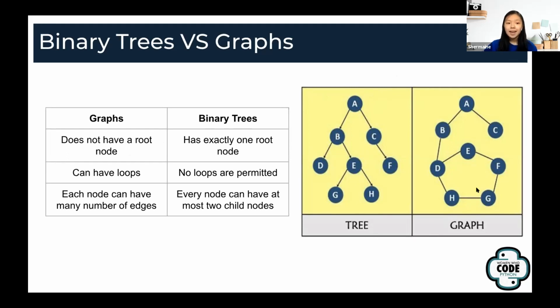In a graph, you can have loops, but in binary trees, no loops are permitted. So in the diagram on the right-hand side, your graph, you can see that there's a loop going D, E, F, G, H, and it goes back to D. Whereas in a binary tree, such loops will not happen. And the last difference is that in a graph, each node can have many number of edges, but in a binary tree, every node can have at most 2 child nodes.